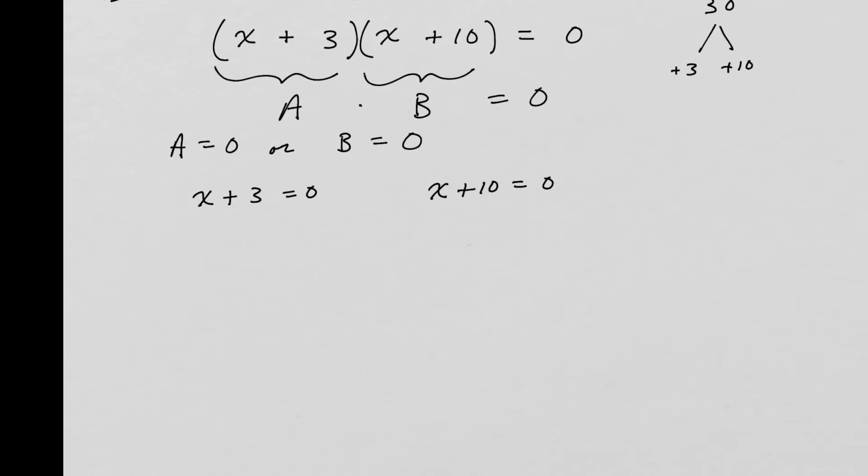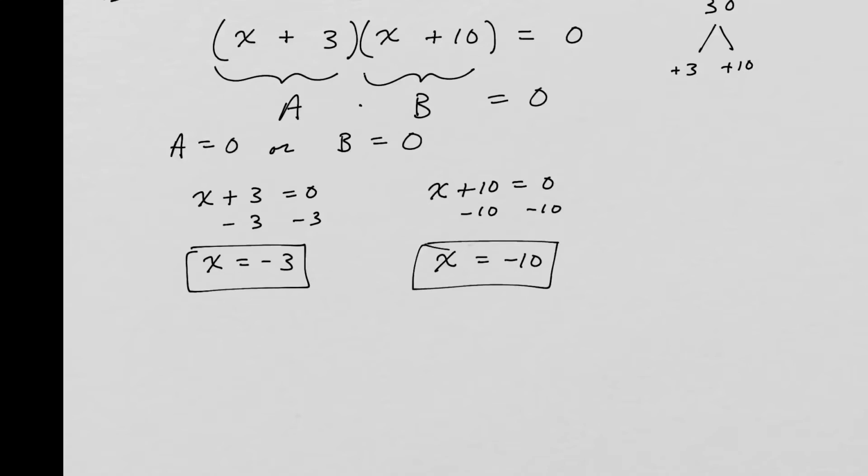So if I solve the left equation here, I need to subtract 3 from both sides. So one solution is x is equal to negative 3. And then for the right one, I need to subtract 10 from both sides. So that solution would be x is equal to negative 10.